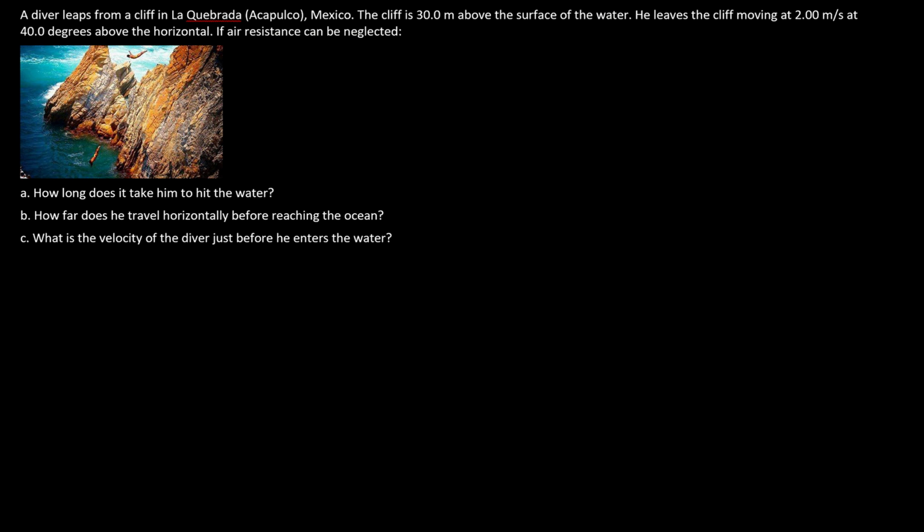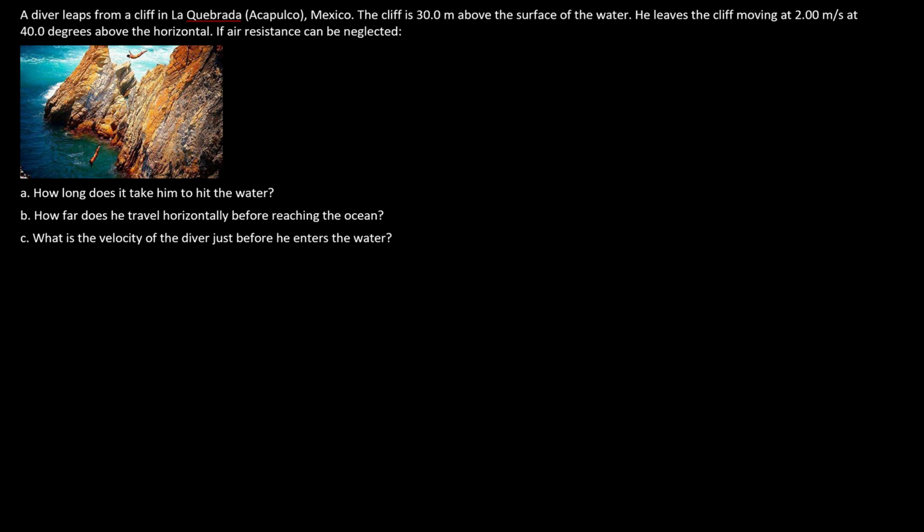Okay, so this is another example of projectile motion. Here we have a diver leaping from a cliff, and the cliff is 30 meters above the surface of the water, and he leaves the cliff moving at 2 meters per second, but he's 40 degrees above the horizontal.